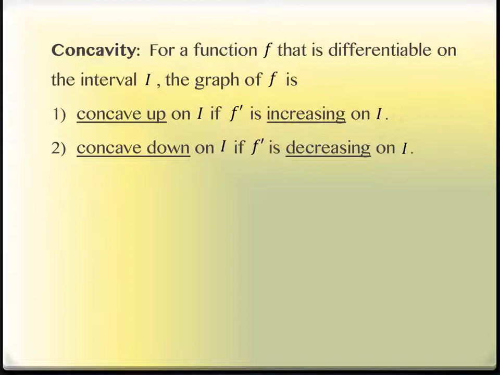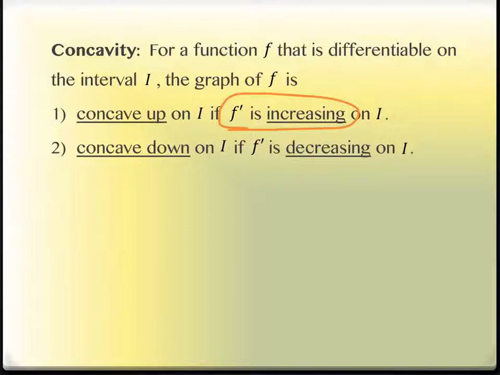Concave up on a portion of the graph when the derivative is increasing, and it's concave down when the derivative is decreasing. I think a picture might be helpful to justify why this is describing. So what does it look like for the derivative to be increasing? So what does the derivative tell us about a graph? Slope. It tells us about slopes. So if the derivative is increasing, it means the slope is increasing, right?